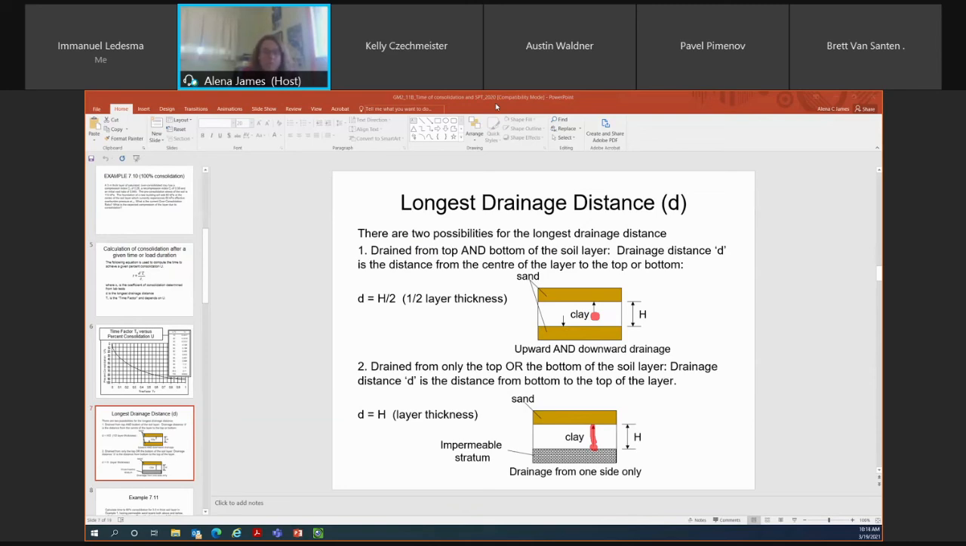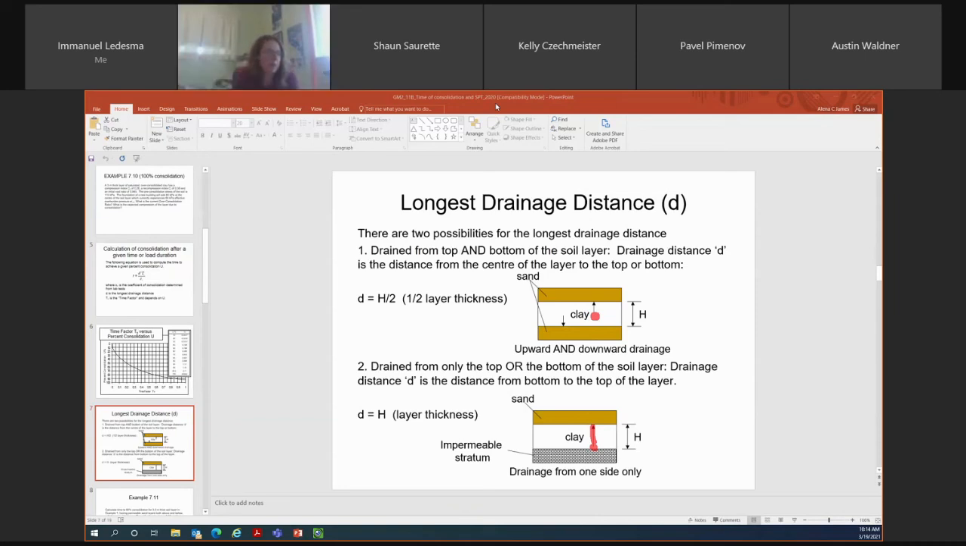If you're building right on top of a clay layer, let's say you had a foundation that was completely covering the clay layer, would that be considered an impermeable layer? Yes, if the soil above it was also clay, yes. Okay.